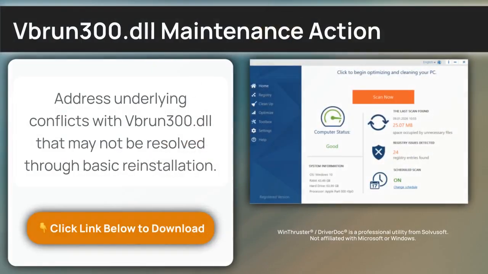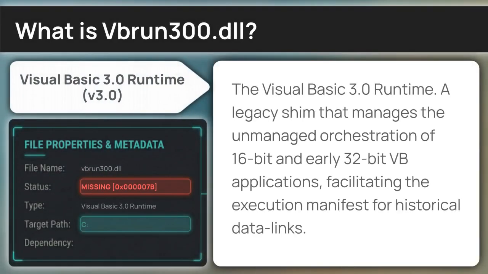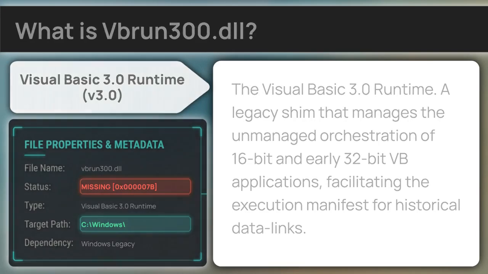This is the Visual Basic Runtime 300, the Visual Basic 3.0 runtime, a legacy shim that manages the unmanaged orchestration of 16-bit and early 32-bit VB applications, facilitating the execution manifest for historical data links. Now that we've covered what the file does, let's jump into our first fix.